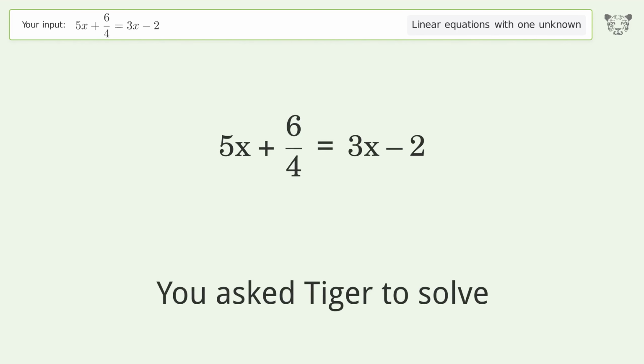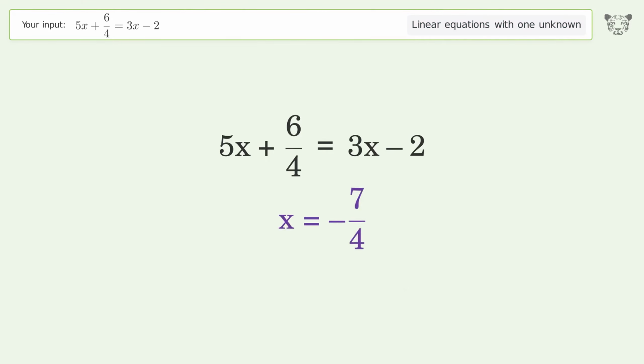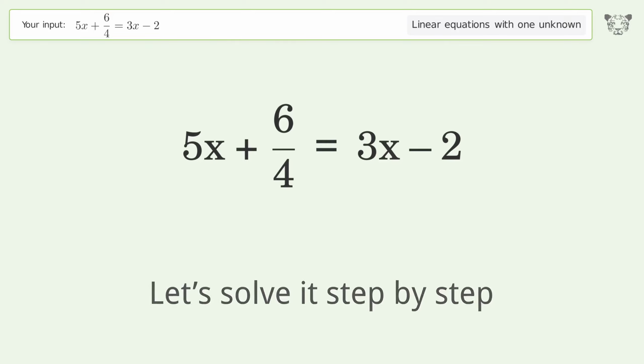You ask Tiger to solve this, which deals with linear equations with one unknown. The final result is x equals -7/4. Let's solve it step by step.